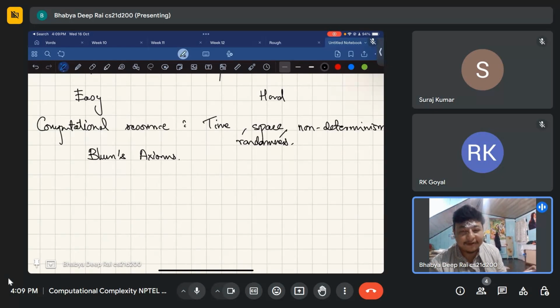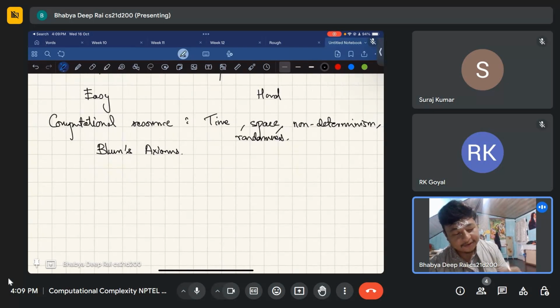It should follow some kind of transitivity relation, and it should have some kind of subadditivity. That is the idea, and you can look into it. Blum's axioms give some suggestions on what would make a good complexity resource. Now you have complexity resources: time, space, non-determinism, randomness, and then you can add more things to it.